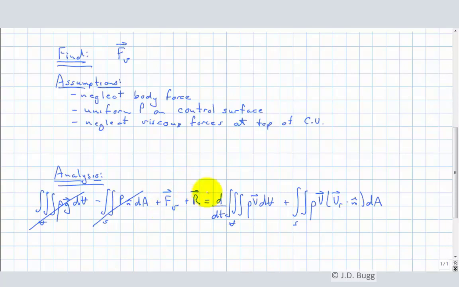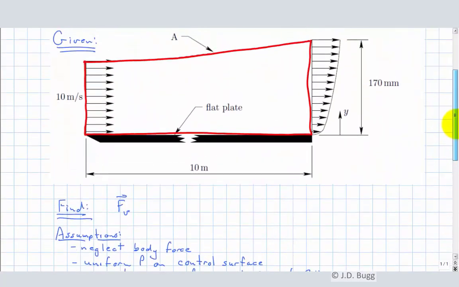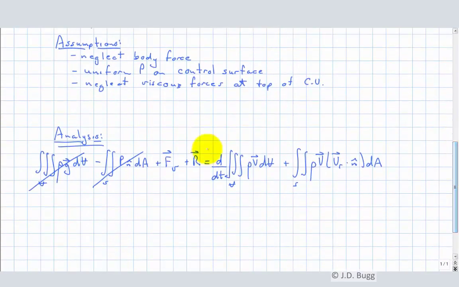Next thing we see is a reaction force. Notice the control volume we chose does not cut through any solid object, so that reaction force definitely has to be 0. So I'll just say here no reaction force, just to clarify that. Next term we have to look at here is the unsteady term, and there's nothing changing with time here, so we'll say steady state.